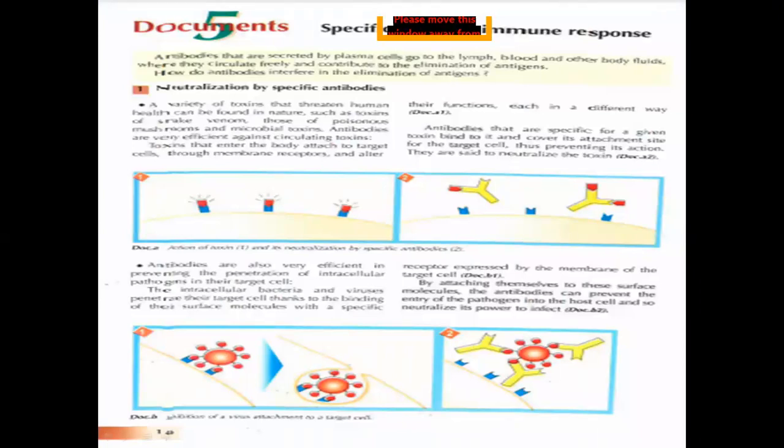A variety of toxins that threaten human health can be found. These documents 5 and 6 are general, so we're going to move through them quickly. These toxins are such as the toxin of snake venom, those of poisonous mushrooms and microbial toxins. Antibodies are very efficient against circulating toxins. Toxins that enter the body attack the target cell through the membrane receptors and alter their function. You have to know that antibodies are specific for a given toxin, they bind to it and cover the attachment site, thus preventing its action. They are said to neutralize. Neutralize means to stop the action of the toxin.